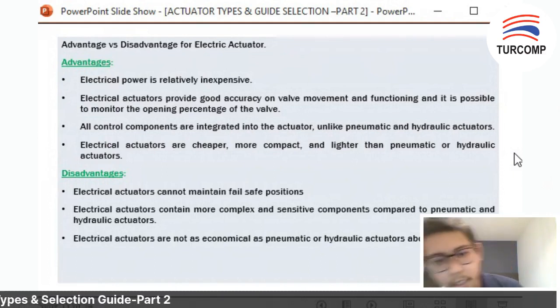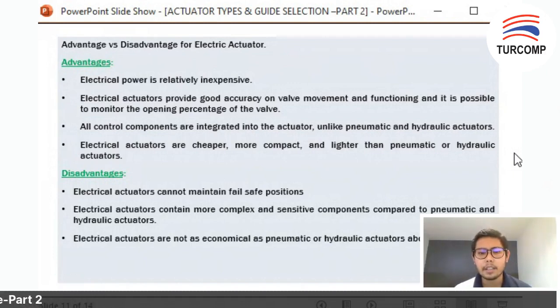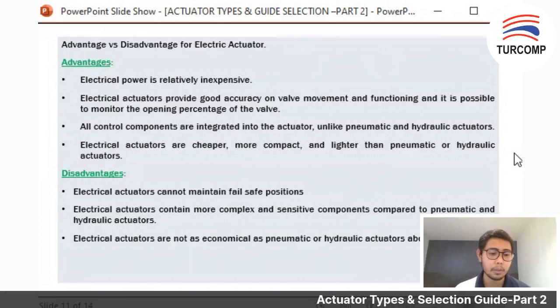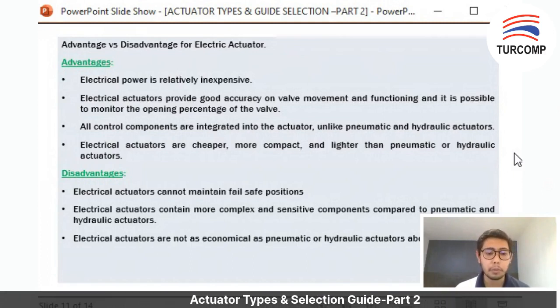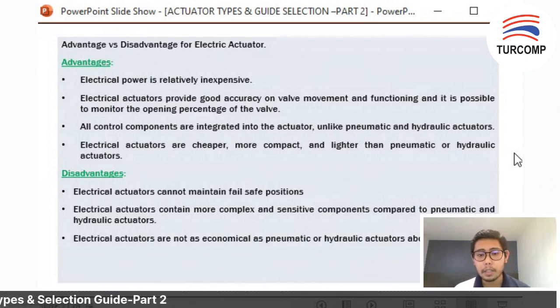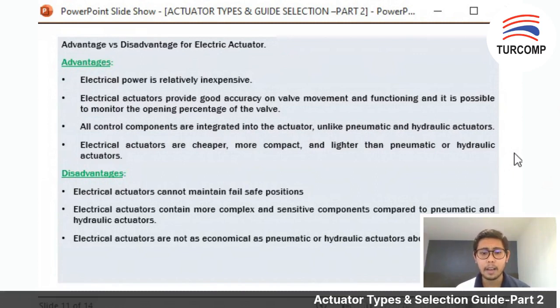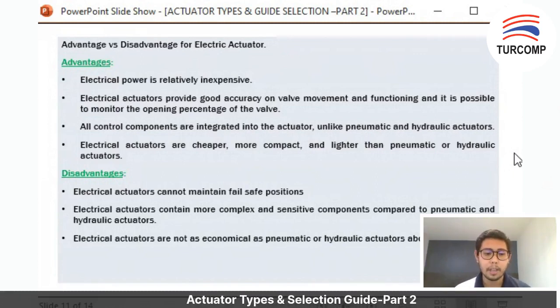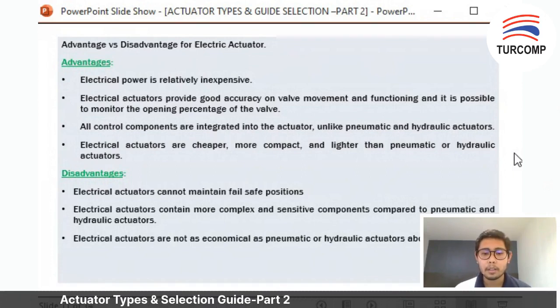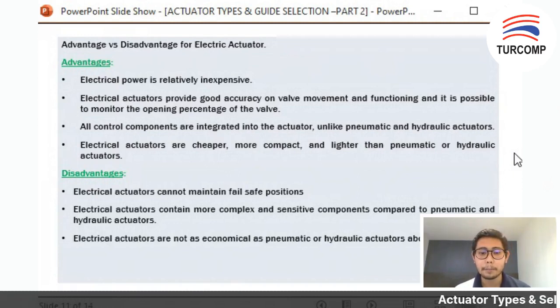So, disadvantages. Electrical actuator cannot maintain fail-safe position, normally. So basically, we have to use the two ways that I mentioned before in order to achieve the fail-safe mode. Number two, electrical actuator contains more complex and sensitive components compared to pneumatic and hydraulic actuator. So we have limit switch, we have circuit board. So we want to make sure that everything is okay inside so as not to jeopardize the operation.